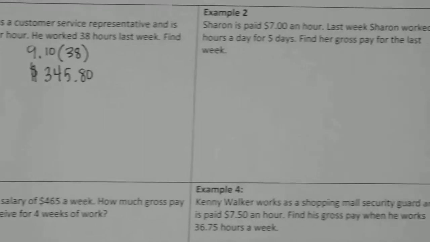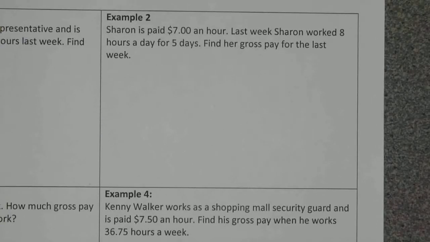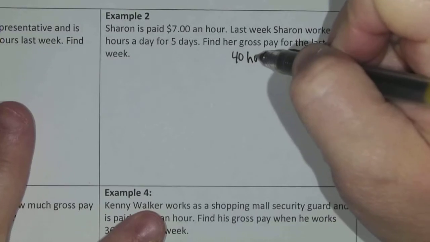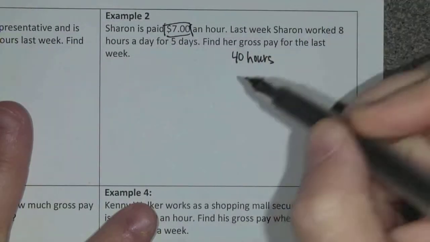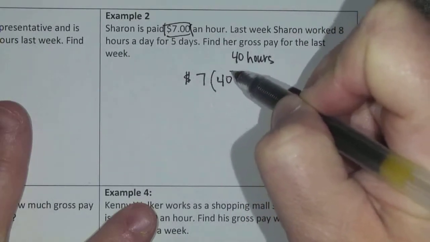So here's our next example, example 2. Sharon is paid $7 an hour. Last week, Sharon worked 8 hours a day for 5 days. Find her gross pay for the last week. Well, 8 hours a day for 5 days is how many hours? 40. Yep. So we know she worked 40 hours because we can do 8 times 5. So $7 an hour for 40 hours means we're going to do $7 times 40 hours.